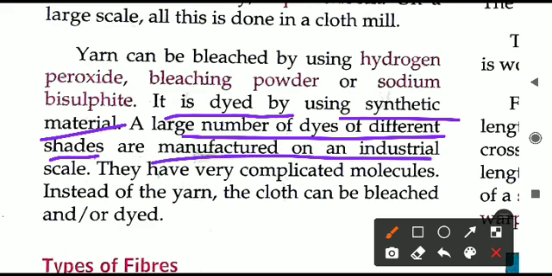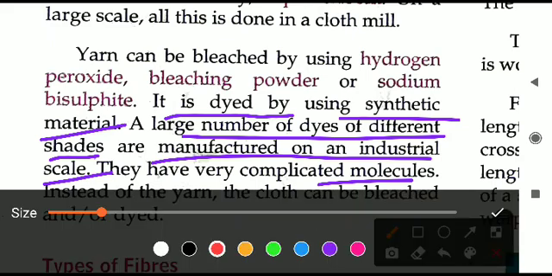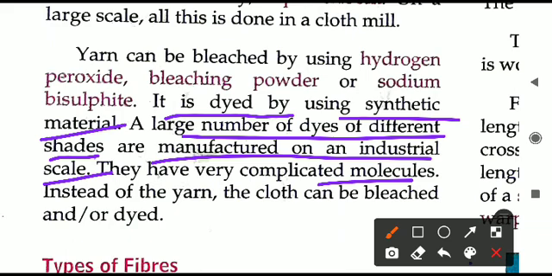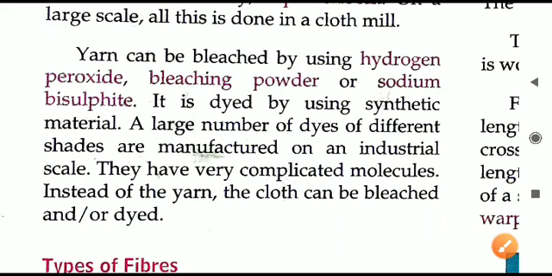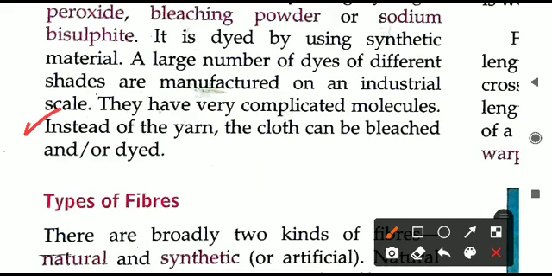These are manufactured on the industrial scale. All these have very complicated molecules. So at your class level, at class 6, you will not read about them. Just for now, you can understand that dye is a synthetic material, and it will give a particular shade or color to the cloth when it is applied there. Let us read now. Continue reading.